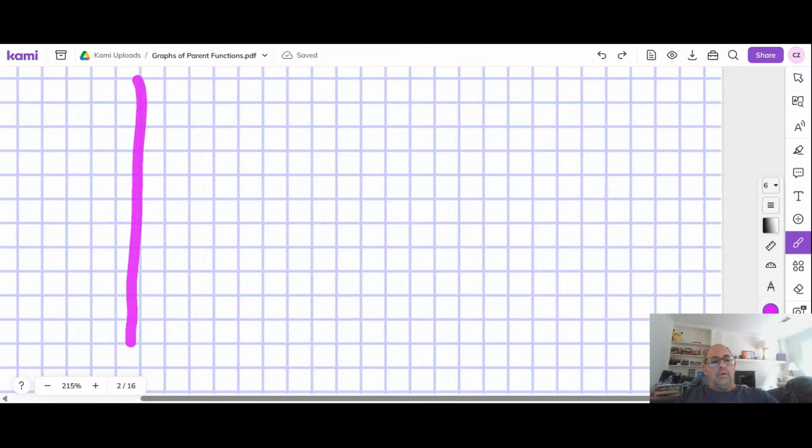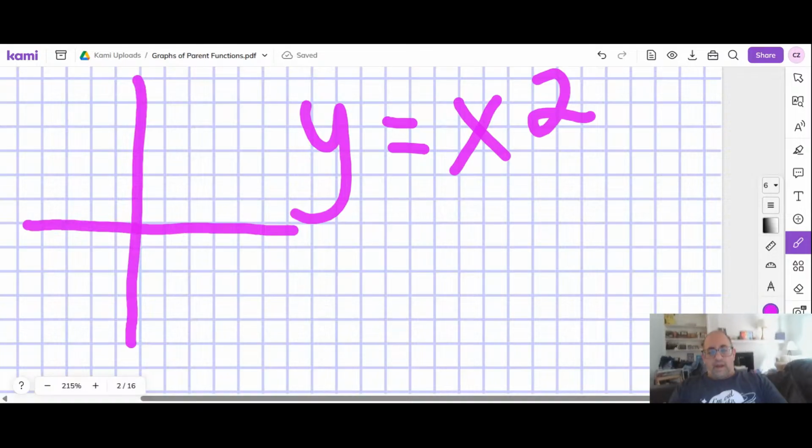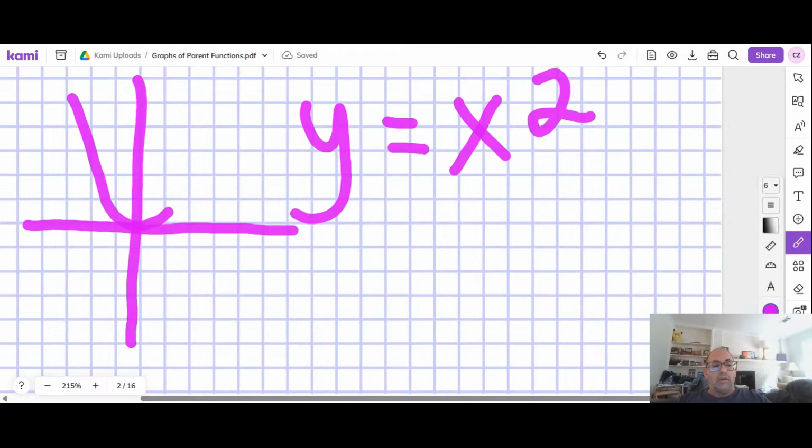So let's take a look at quadratic equations. Oh, yes, quadratic. Why is squared quadratic? Because it has the word quad in it. So, y equals x squared looks like this.